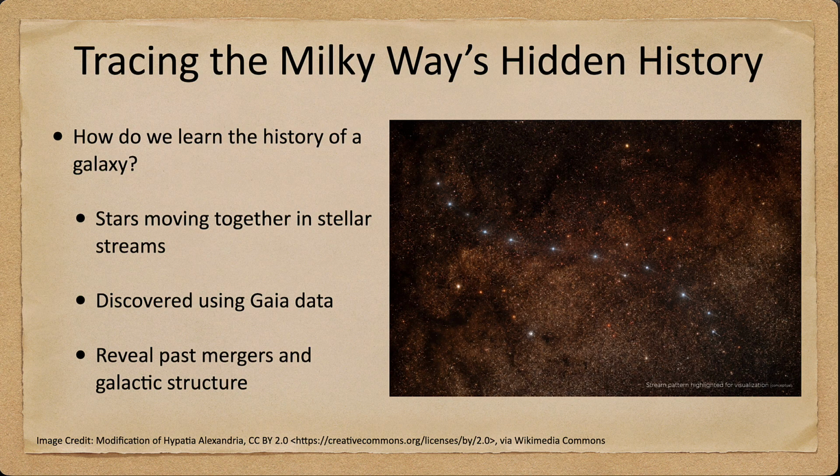Using data from Gaia, astronomers can measure the positions and motions of stars with extraordinary precision. They then use algorithms to identify stars that are moving together along similar paths. If a group of stars shares the same trajectory, it may be part of a stellar stream. In this way, scientists reconstruct structures that are not immediately visible.